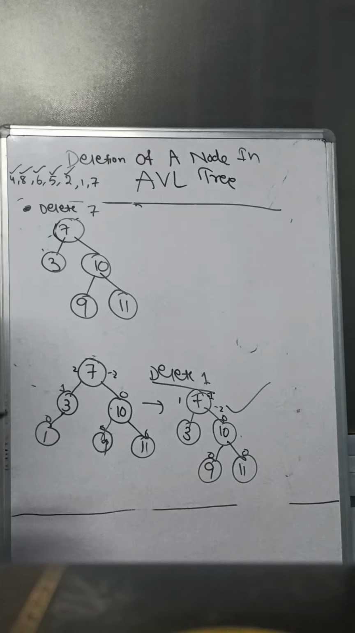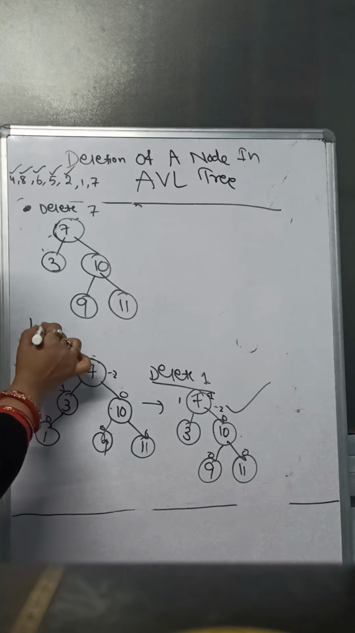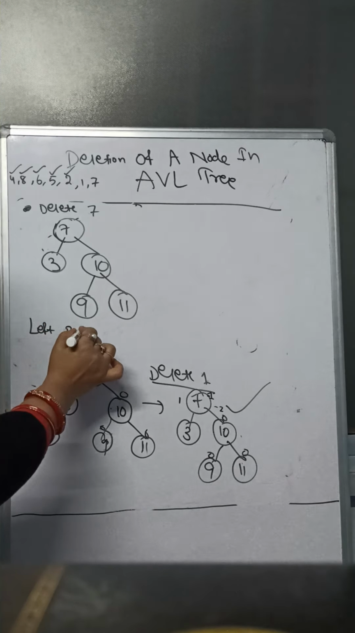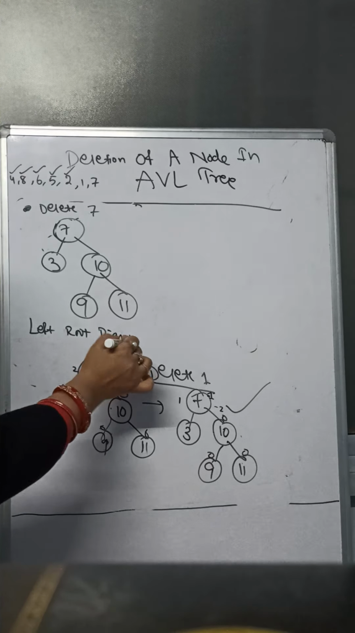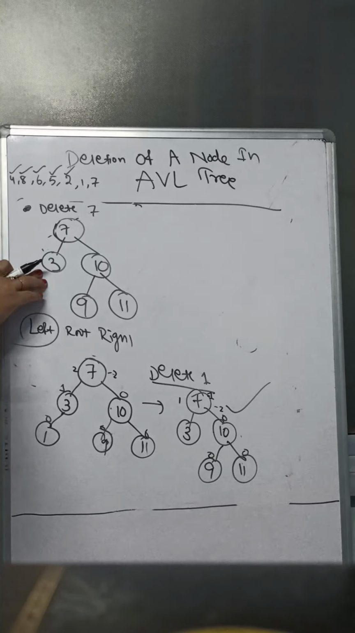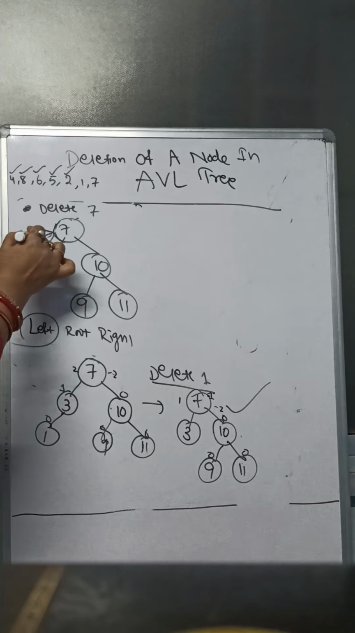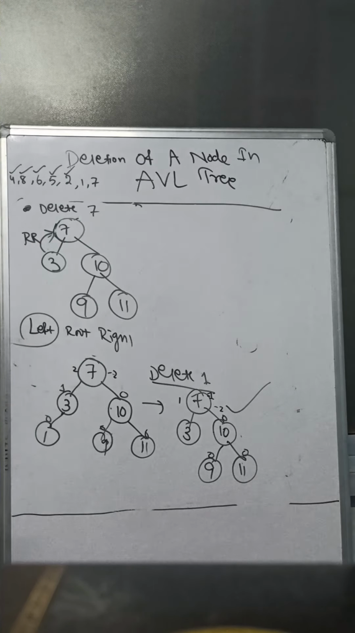When 7 is deleted, I have already told you that according to the inorder rule, it is left, root, then right. So the predecessor of the root is on the left. So your predecessor of 7 is 3. So 3 will go there. So think 3 goes there. So this is your rotation. Anti-clockwise.